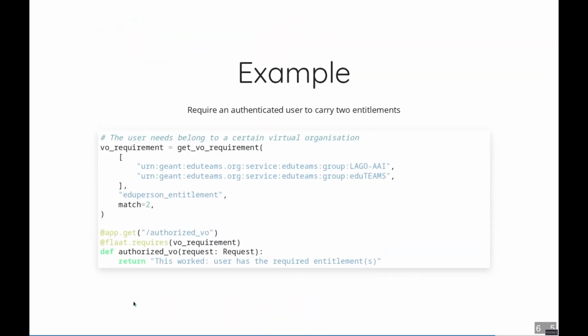The next example is slightly more complex. Here we require the user to carry two entitlements, namely the EduTeams group Lago AI and the EduTeams group EduTeams. We look for the entitlement in the eduPersonEntitlement claim, and we want 2 of 2 entitlements to match. For this, we define the get_vo_requirement function and pass it as a parameter to the FLAAT requires decorator, and then this authorized VO endpoint is protected.